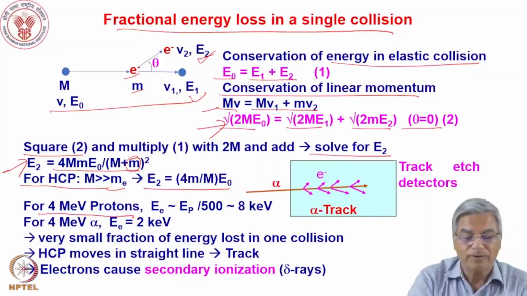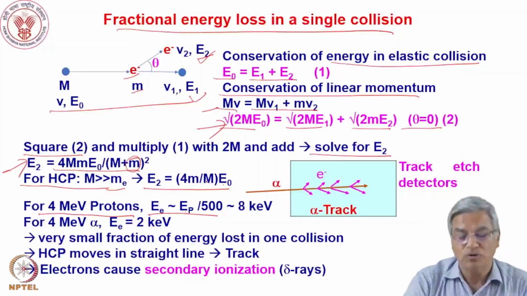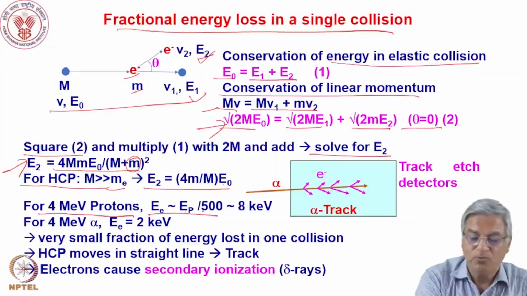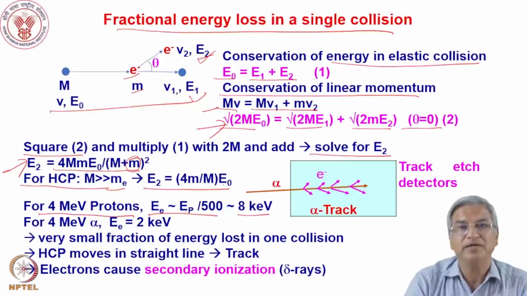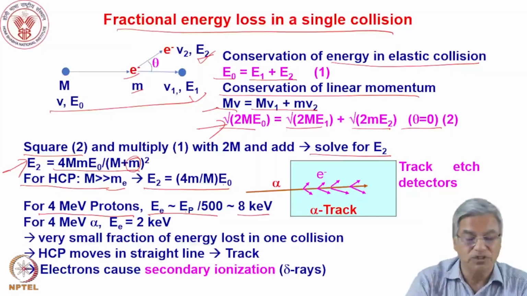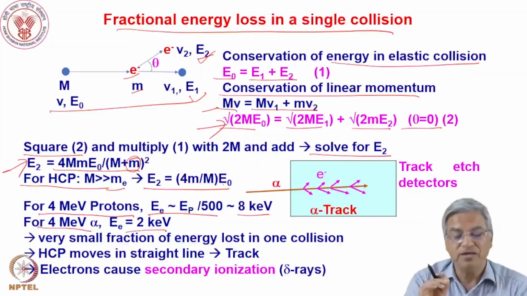You can just see the values. For a 4 MeV proton, the energy of the electron will be 4m upon M times E0. The mass of electron to proton is 1 by 2000, so 4 by 2000 is 1 by 500. So E_p upon 500 is the energy of the electron. For 4 MeV, the electron will acquire 8 keV energy. So a proton of 4 MeV loses 8 keV in one collision. For a 4 MeV alpha particle, it will lose 2 keV in one collision.